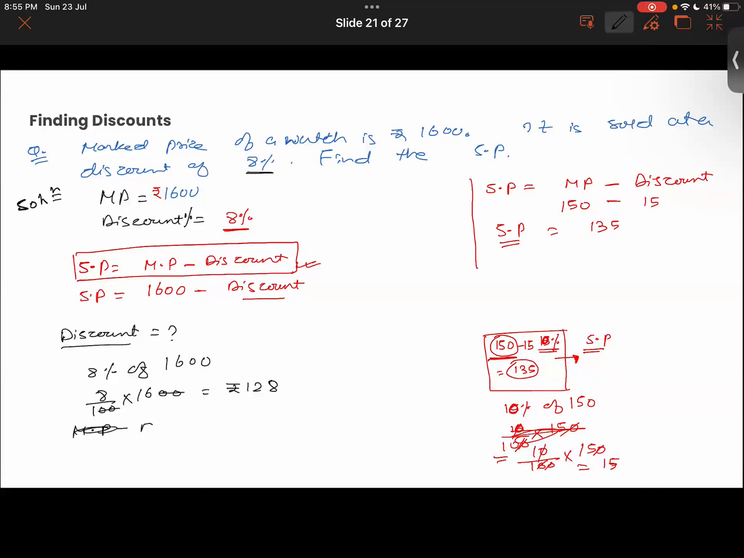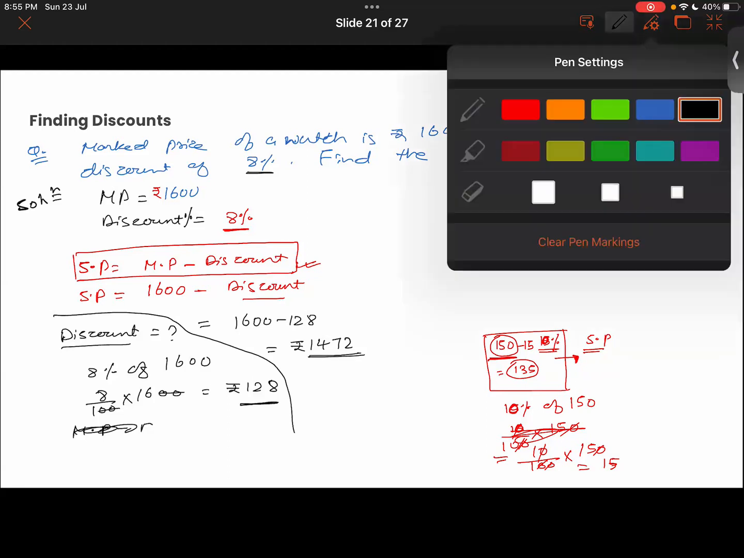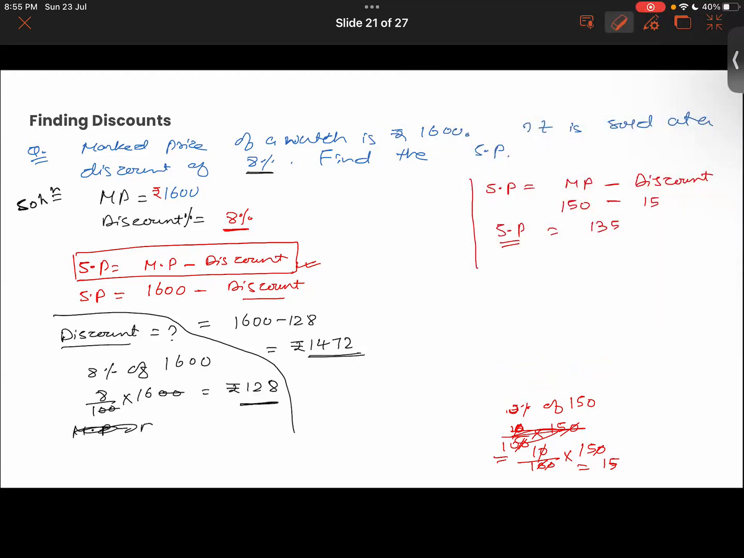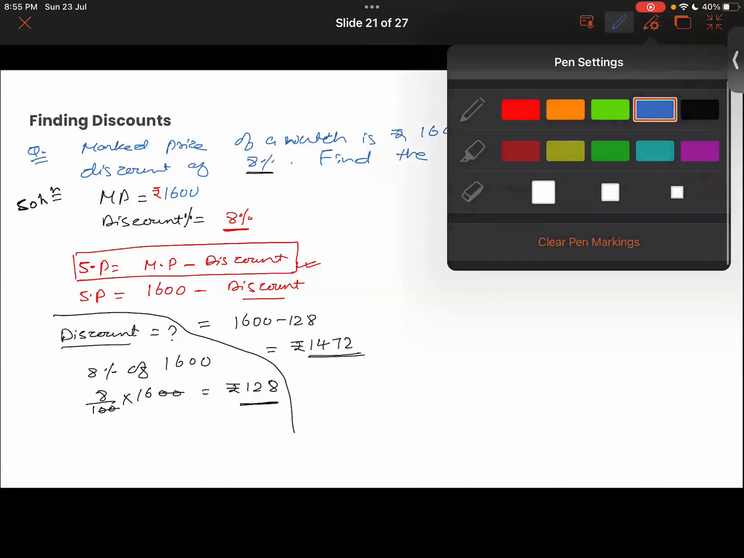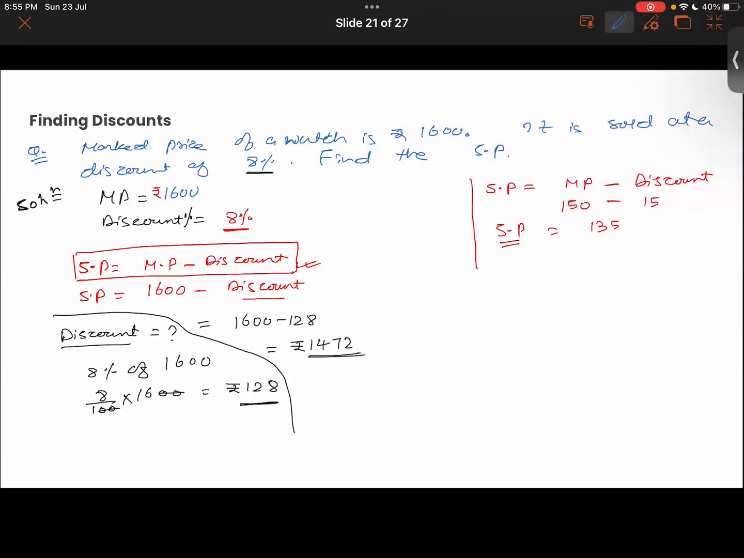Okay, stop there. We have actually got the discount, right? So there's a discount of rupees 128 on this watch. So now continuing from here, it's 1600 minus 128. So that is equal to rupees 1472. So that is the selling price. Is this clear or shall I explain it again? Yes, sir, it's clear. If there's any confusion, I'm available to explain it again. So it is clear now? Okay, guys. Very good.